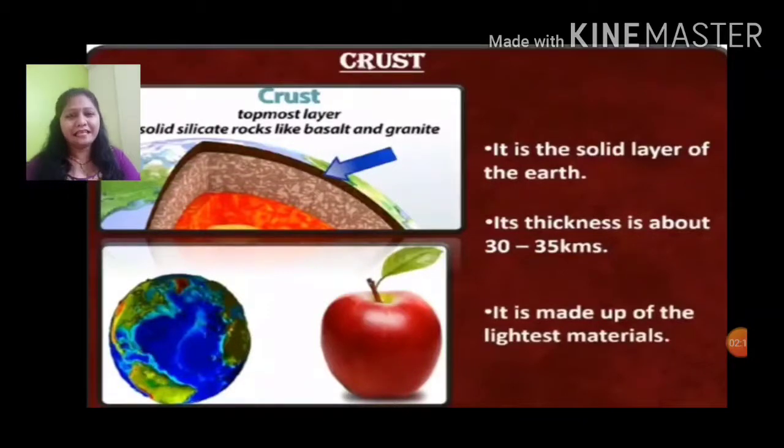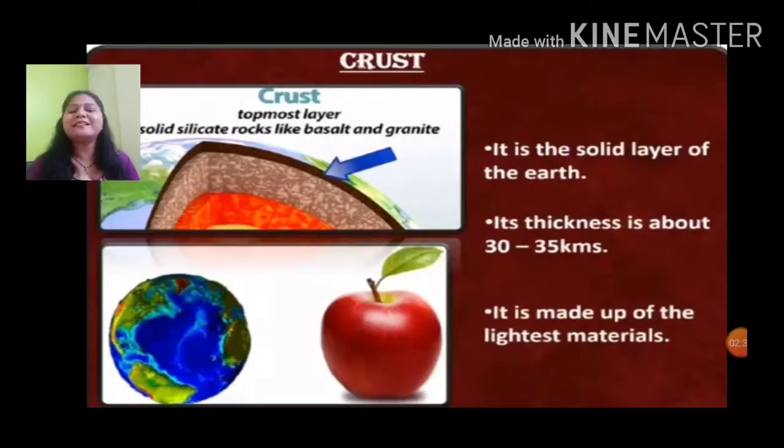Now let us see these three layers, what I said about the crust as well as the mantle as well as the core. Let us see each of these in detail. First we will see the first layer, which is very thin. This layer is of solid material, but it is very thin. What is that outermost layer called? It is called the crust.